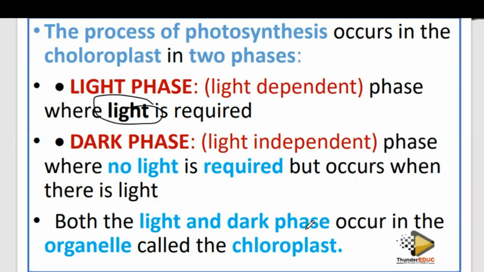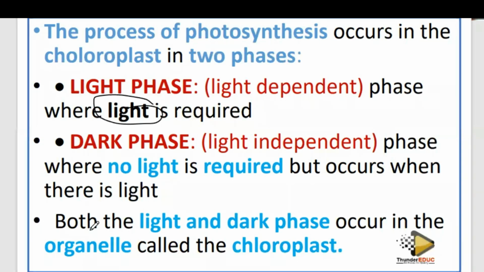However much light is there, it is not needed in the dark phase. Yes, it is not needed in the dark phase. It's not a must that the dark phase must occur at night only. No, it occurs when the light is there, but that light is not needed.